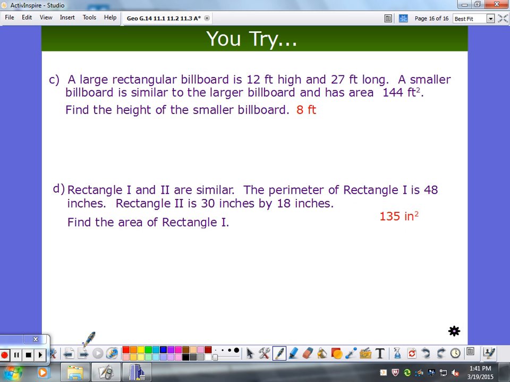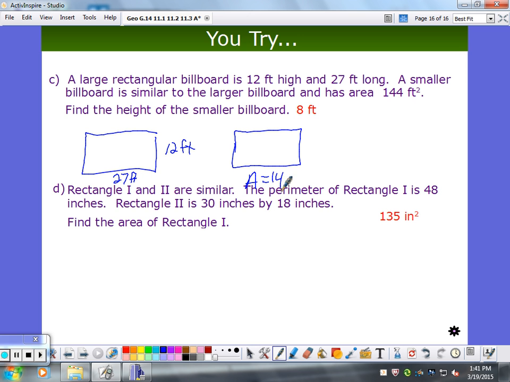You do this one, it's almost the same question. So this one, you've got a billboard, it's 12 feet high and 27 feet long. And then you've got a smaller one, and it is similar, its area is 144 square feet. And they want you to find the height. It's almost the same question, right? Find that area, multiply those two. 324, I think. I hope.